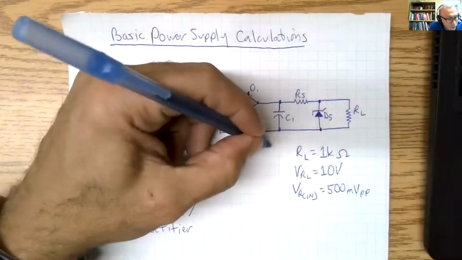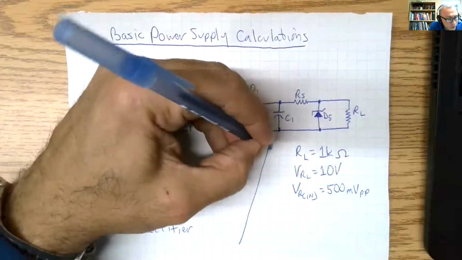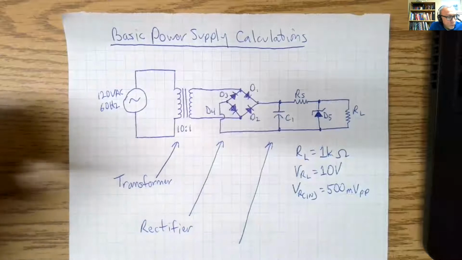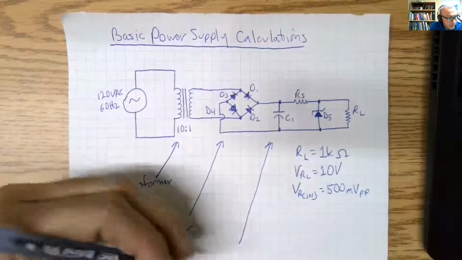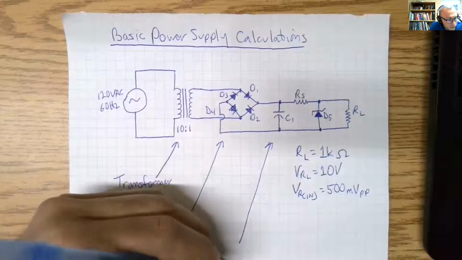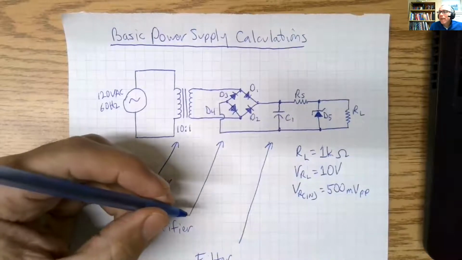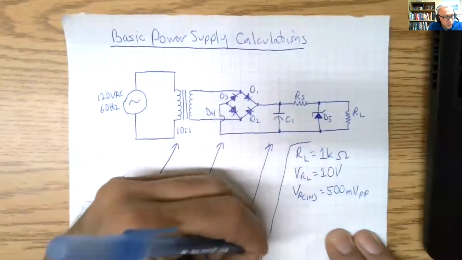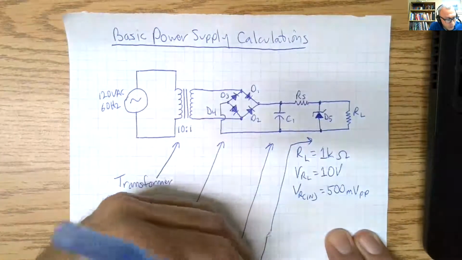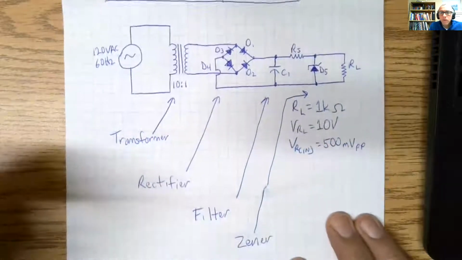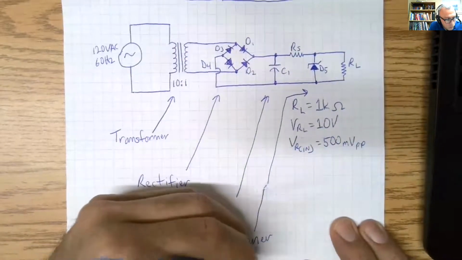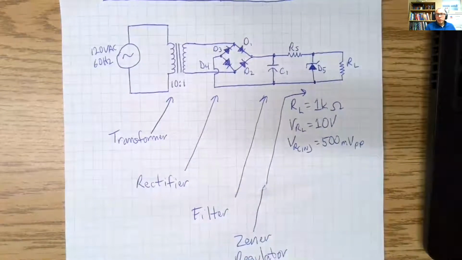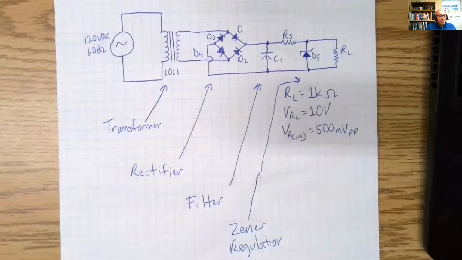Okay, we have a filter, and what a filter does is it helps smooth out the pulsating DC, so we have more DC and less AC. In this case, it's just a simple capacitor. And then we have the Zener regulator, and that is going to regulate our output voltage. All right, so those are the basic components.